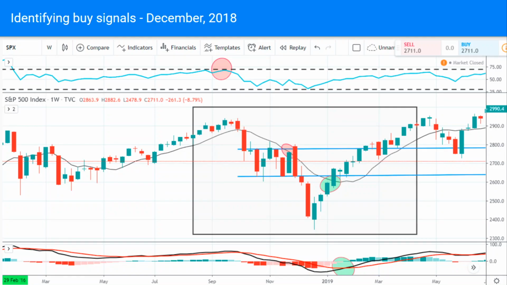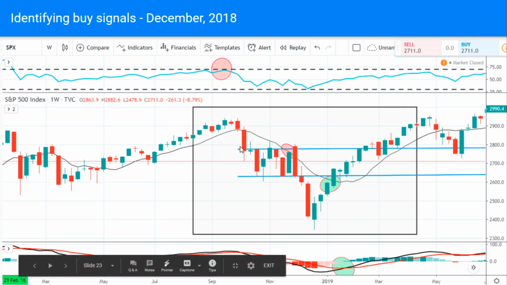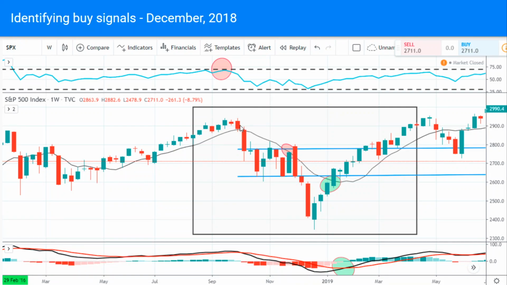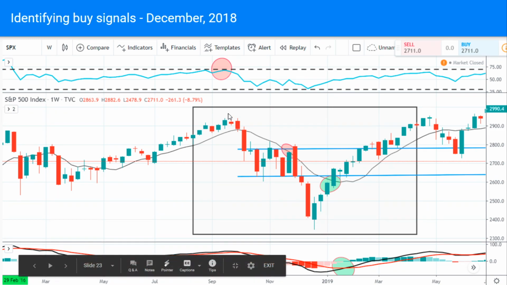Now, identifying buy signals. So now the market sold off. How do you identify that, okay, it's time to buy now? This is from late 2018 when we had this sharp sell-off. The market came down from close to 2,900 down to 2,400 or 2,300 and change. And this was like a month and a half sell-off. So how do you determine that it is time to buy, right? So the market sold off over here.